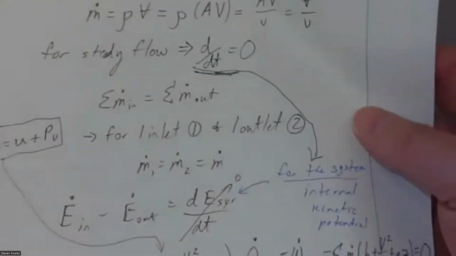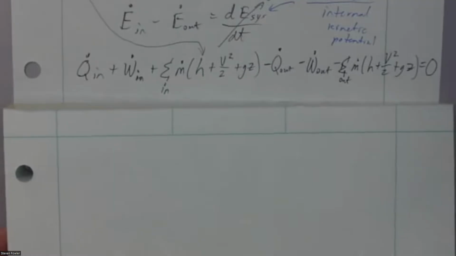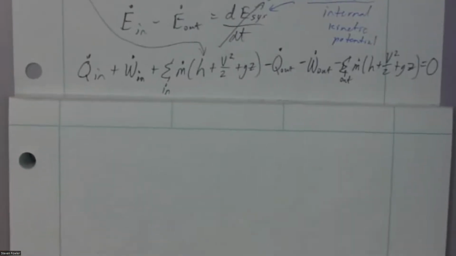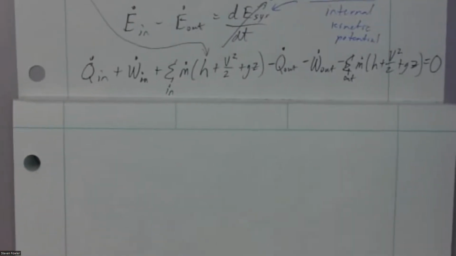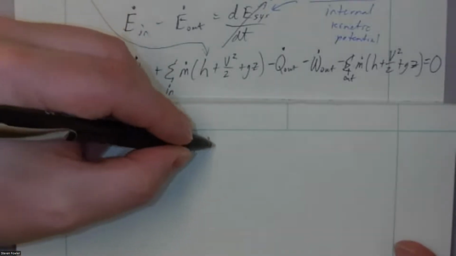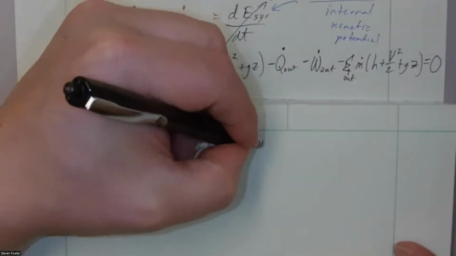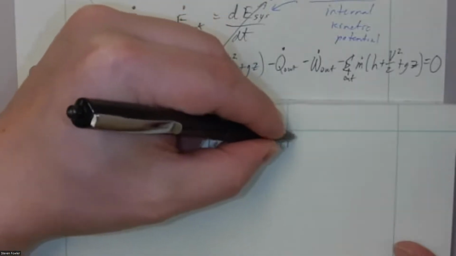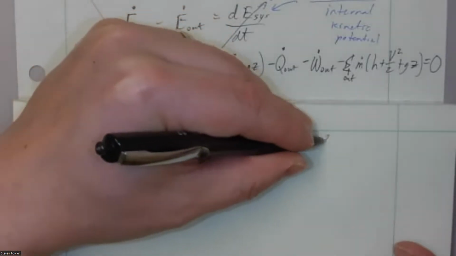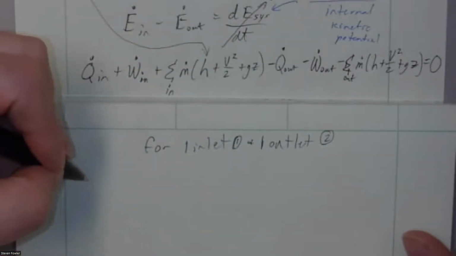This is the most generic form of the first law we would use for control volumes. This works really well if I've got multiple inlets and multiple outlets. I need to come back here. If I've got one inlet, again, we can call it 1, and one outlet, we'll give it 2. And this simplifies just a little bit.